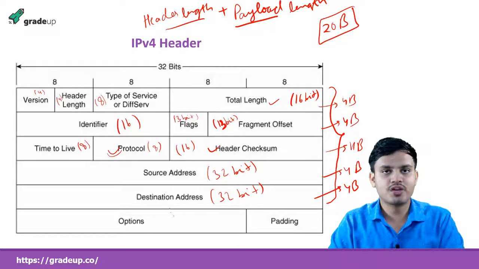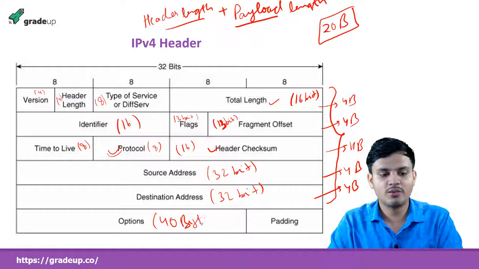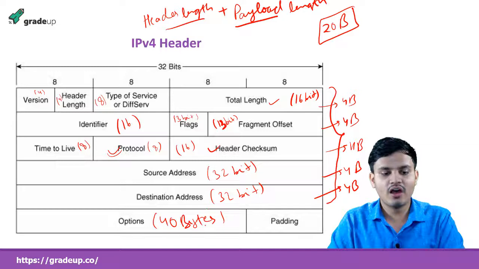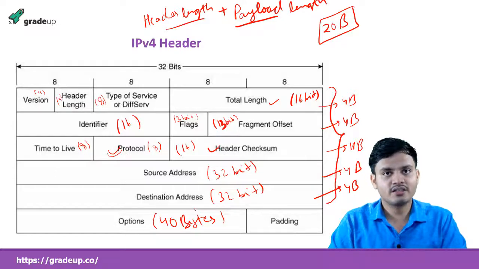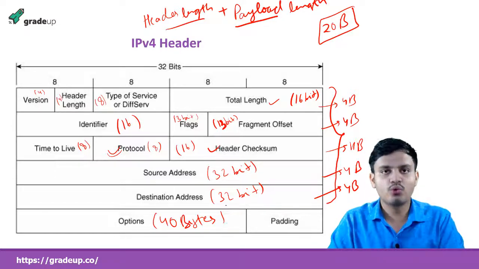And these are optional. I will tell you what we place in the optional field. This is 40 bytes, and padding plus options together are 40 bytes. That is actually why there is padding. Suppose you have sent 13 bits, then you add 3 more bits to make it 2 bytes. That is why we add padding here.